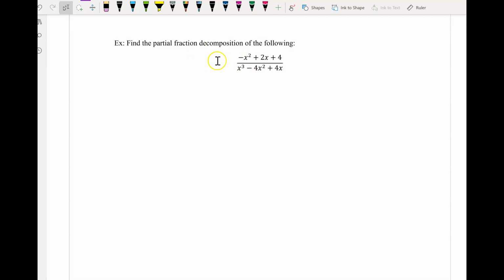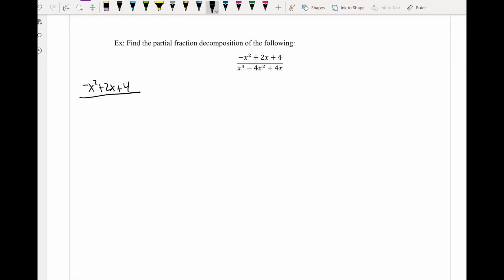All right, so let's go ahead and try out this next example. So we want to find the partial fraction decomposition of this beast. So the first thing that we want to do is factor out this denominator because this time it looks a little more complex. So the top guy we always want to keep by itself. So we're going to have negative x squared plus 2x plus 4.